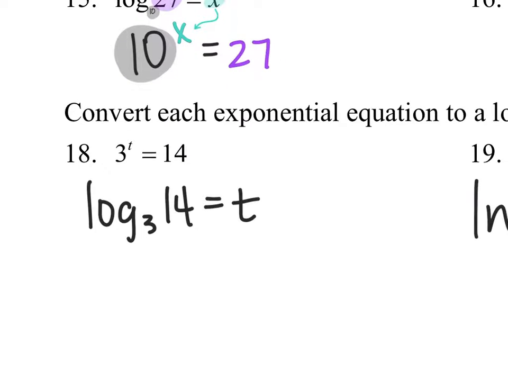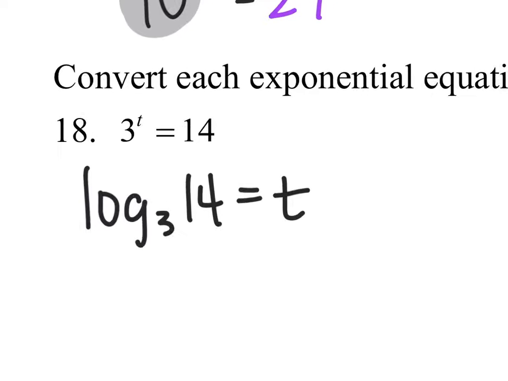And converting an exponential equation into a log, we have the base 3 raised to the exponent t equals the value 14. So the logarithm is the exponent. So since the exponent is t, that's what the logarithm is going to be equal to. And the base is 3. So we have log base 3 of this value here equals the exponent.